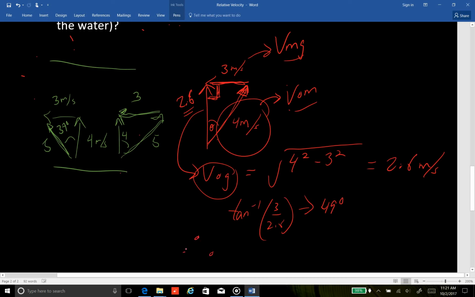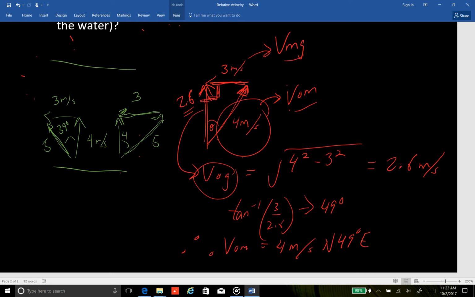So this says if my speed is 4 meters per second north, 49 degrees east, the current will slow me down, the current will push me to the west, and in the end, I will travel directly north with a speed of 2.6 meters per second. Okay? Got that? Sure?